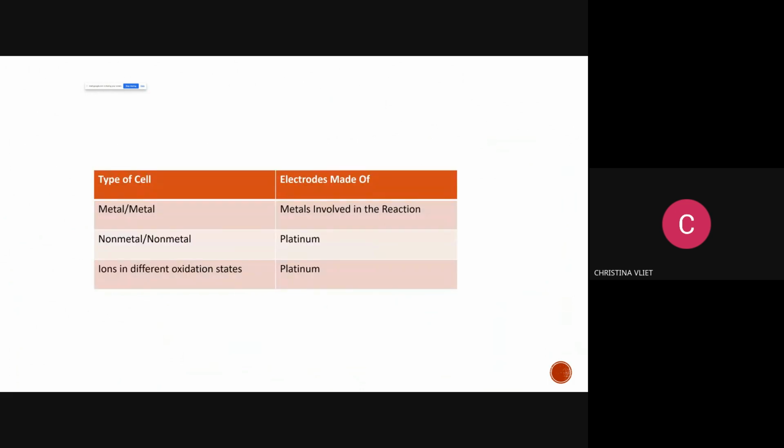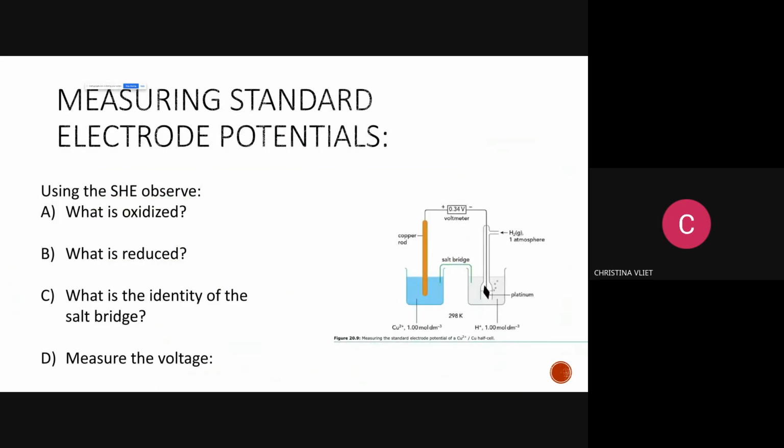Gold is also way more expensive than platinum, you'd have to look that up. It probably is, yeah. So these are the situations that we have to know, and these are what our electrodes are made of. What you just have to remember is that if you've got a nonmetal or a polyatomic ion, you're not going to be able to make the electrode out of that. So the electrode's going to have to be platinum in these cases. And so let's take a look at the question here.